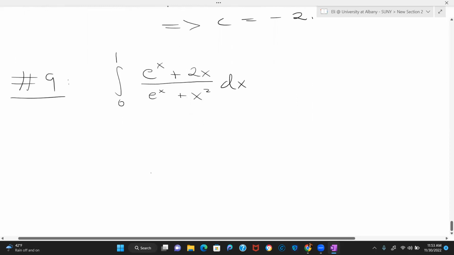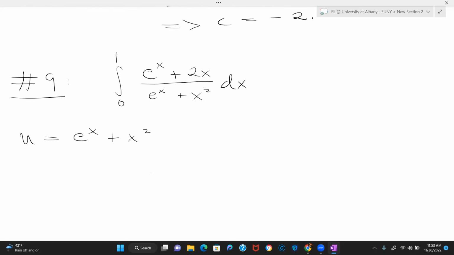God damn. All right. So for this, the u sub is going to be e to the x plus x squared. If you let u be equal to that, and then, God damn, hold on. All right, let's try that again.